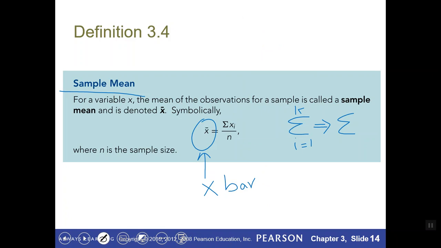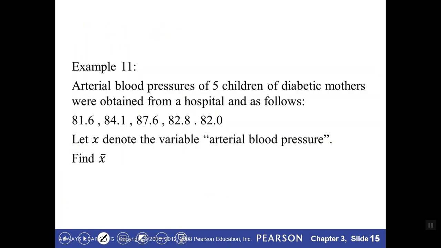We call it x bar, which is the sample mean: summation of xi divided by the number of observations. So summation of xi means a summation of observation values divided by the number of observations, or simply the sample size. Number of observations equals sample size.